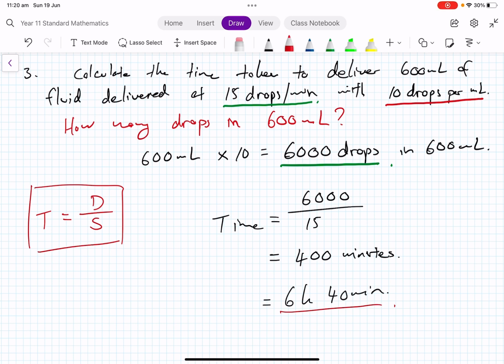So it happens very slowly. The hospitals don't pump you full of drug. They have to go quite slowly in these drips, so it takes quite a while. So with 10 drops per milliliter, look what we did. The total delivered is 6,000 drops. At 15 drops per minute, 6,000 divided by 15 gives us 400 minutes, and so that is 6 hours and 40 minutes.